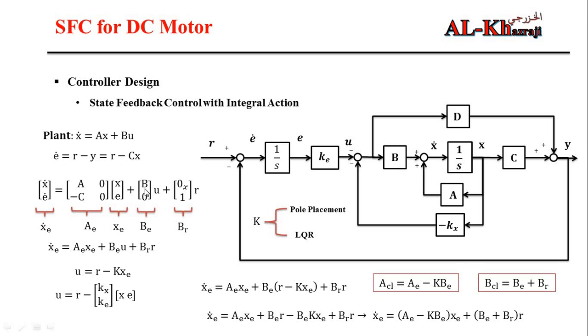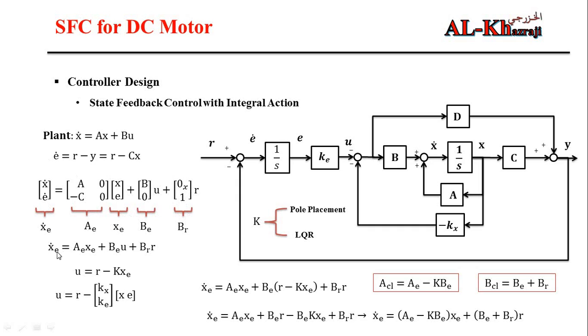We will do the same thing with B. The relationship between X dot and U is B, and here there is no U, so we put 0. But now we have a new term, which is R. What's the relationship between X dot and R? There is no relationship, so we put 0, with the same number of states we have. For example, for our DC motor, we have 2 states, so we have two 0s here. Now what's the relationship between E dot and R? It's 1, so we put 1.